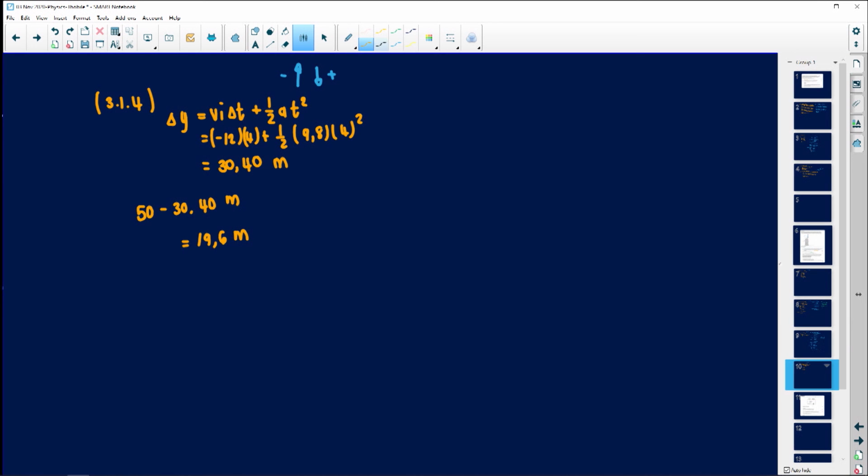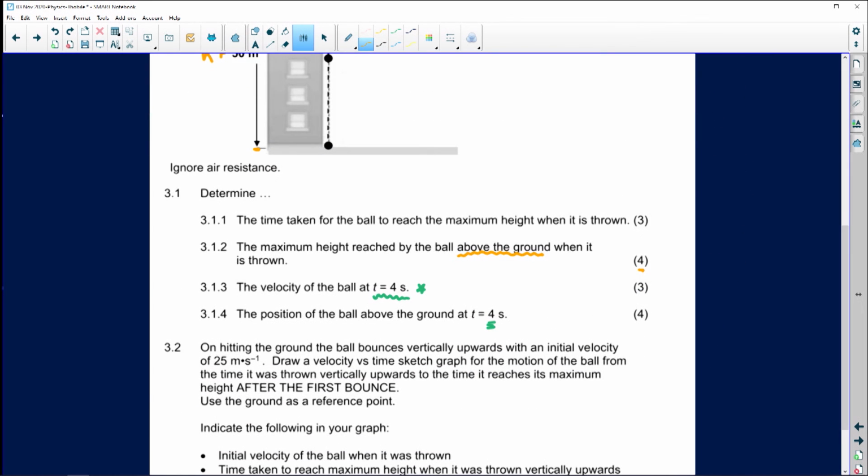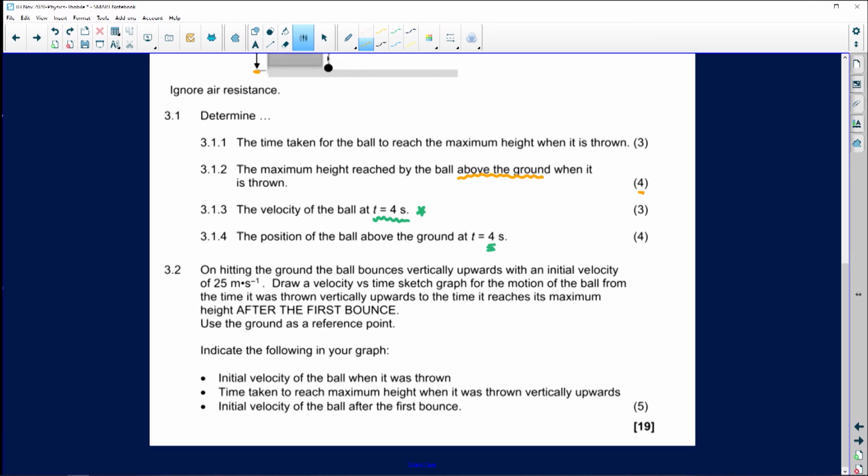Now, I just want to quickly do this one. And then we were told for the last one that we need to draw a graph. On hitting the ground, the ball bounces vertically upwards with an initial velocity of 25. We must draw a velocity versus time graph, sketch the graph of the motion from the time it was thrown vertically upwards to the time it reaches its maximum height. Use the ground as a reference point. We need to indicate the initial velocity of the ball when it is thrown, the time taken to reach maximum height when it is thrown vertically upwards, and the initial velocity of the ball after the first bounce.